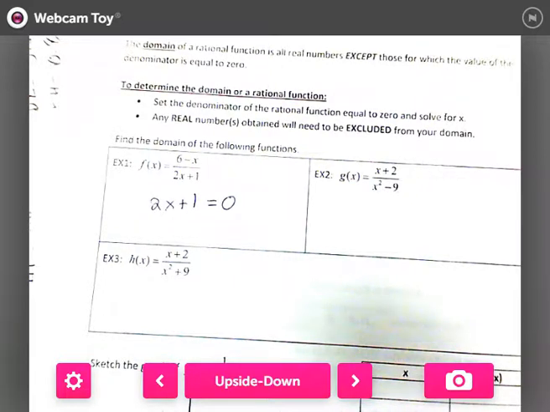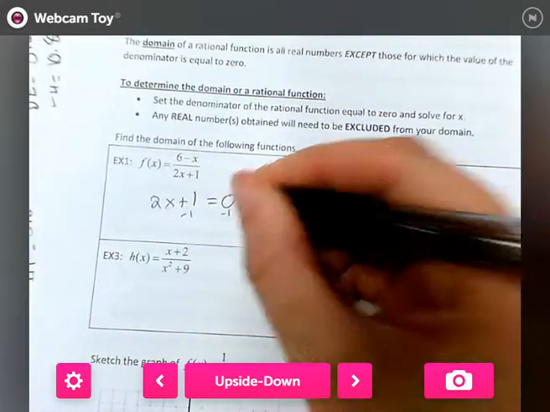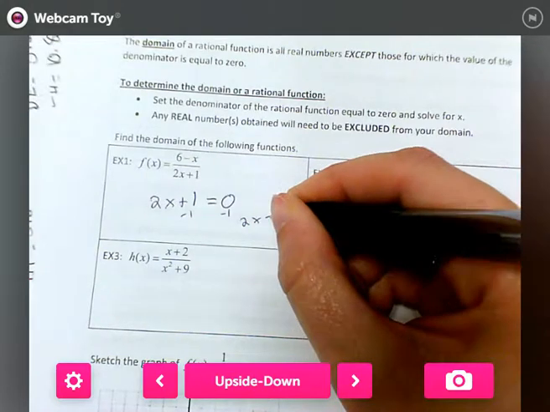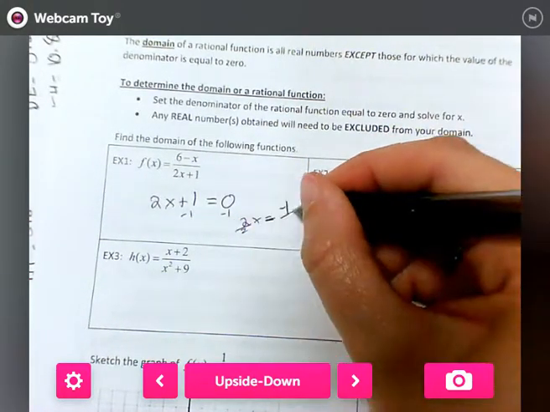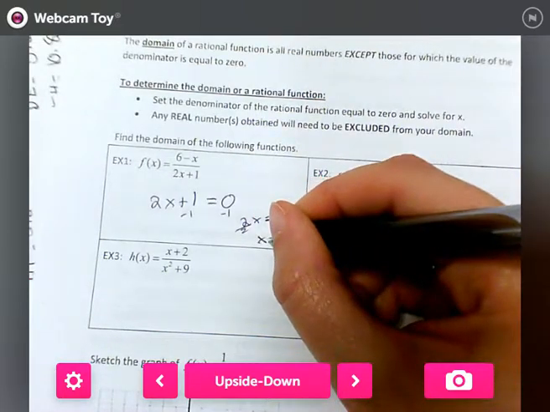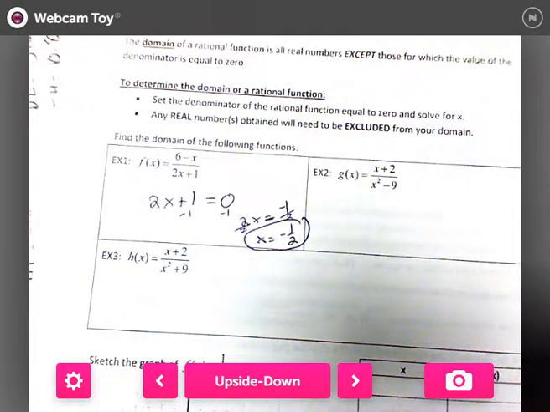Okay, now all we're going to do is solve for x. So we're going to subtract 1 from each side. 2x equals negative 1. Then we're going to divide both sides by 2. So x equals negative 1/2. Questions about that?